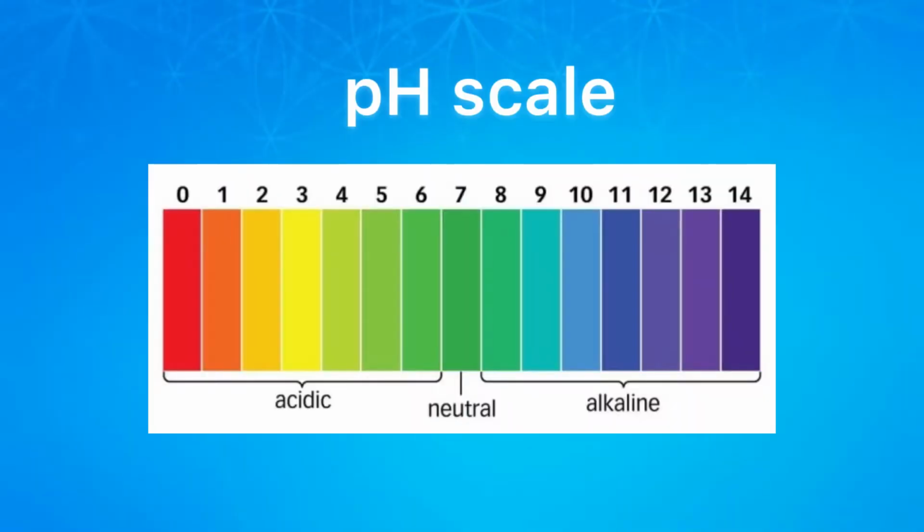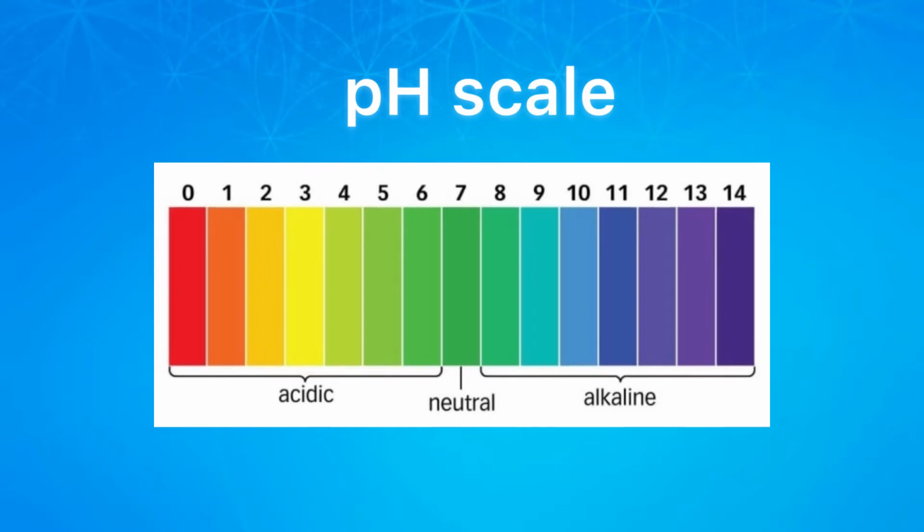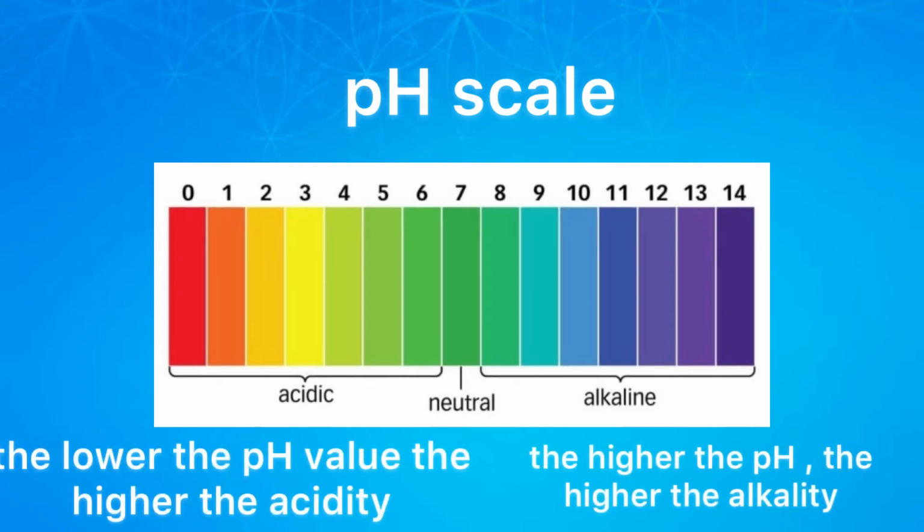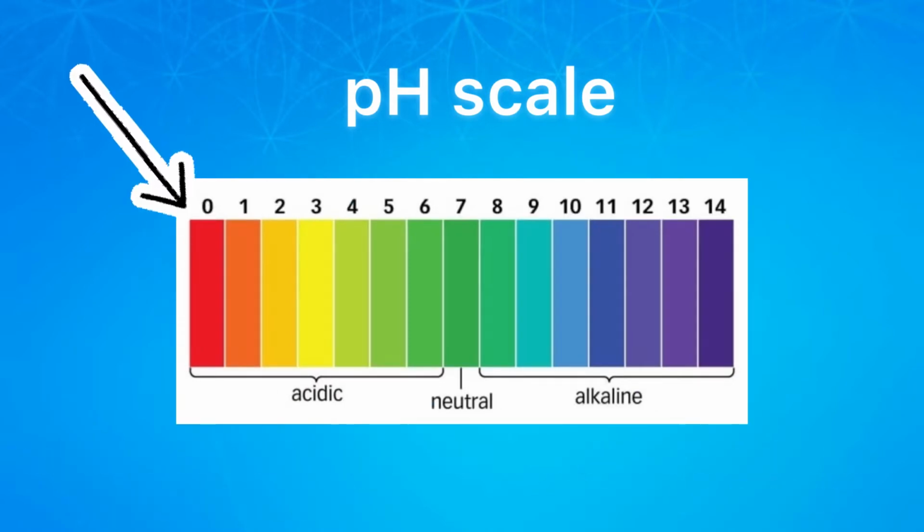Okay, so for more detailed explanation, as you can see, there's a pH scale where you can identify whether the color is a strong acid or a strong alkali. So as you know, the vinegar is red, which means it has a pH of 0. That's why it is red.